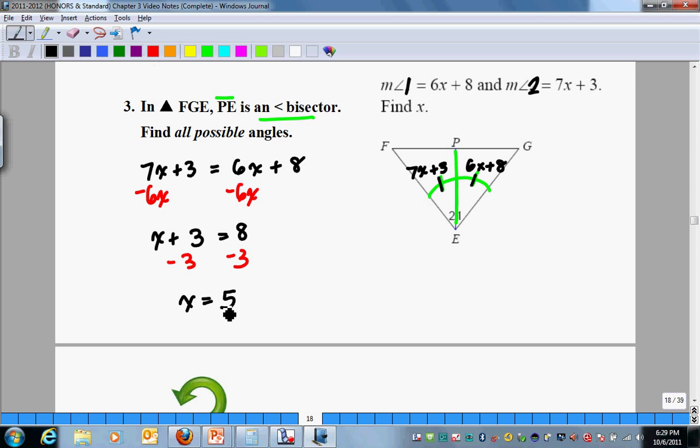We bring our x's to one side and numbers to the other. x equals 5. Now we're going to find all possible angles. So here we're going to add 7 times 5, which is 35, plus 3. That's going to be 38. And this is 38, and this is 38, which means this large angle, measure of angle FEG, must therefore be equal to 38 plus 38, 76 degrees.